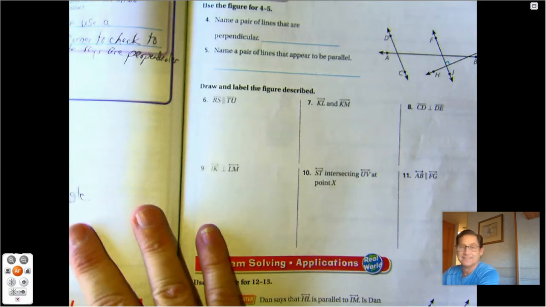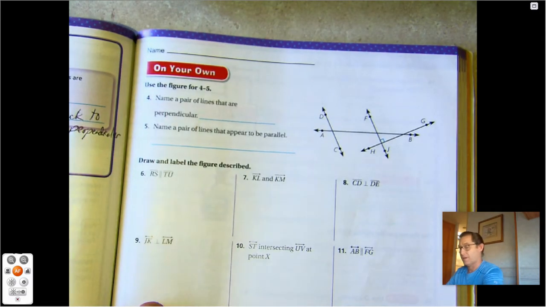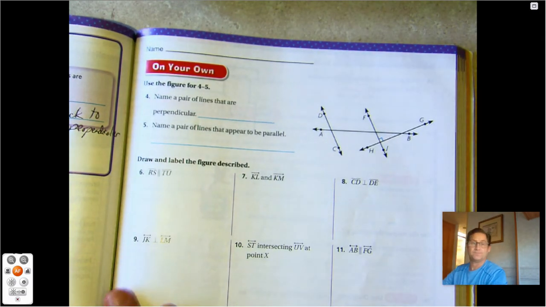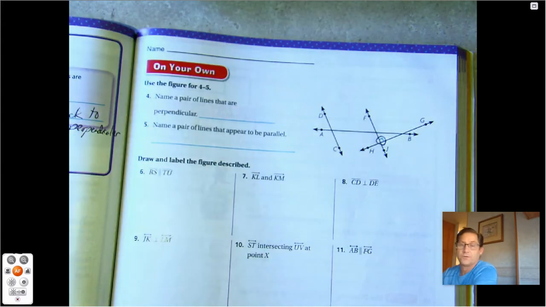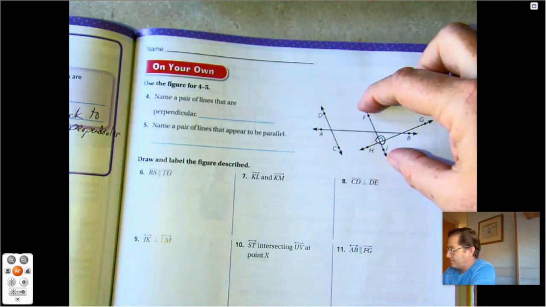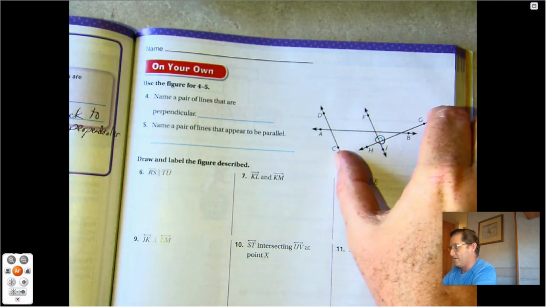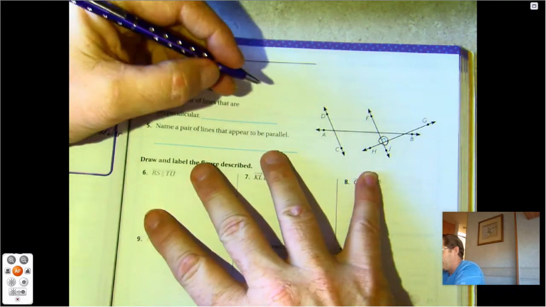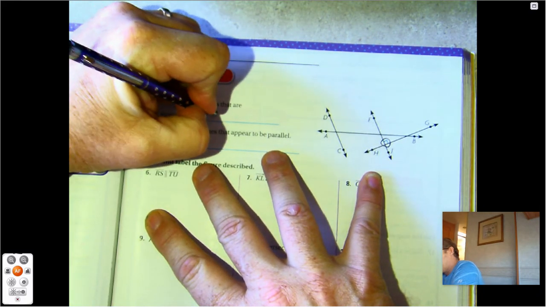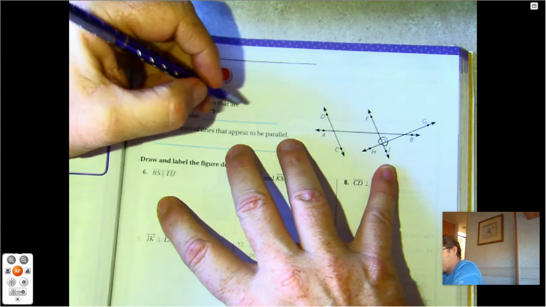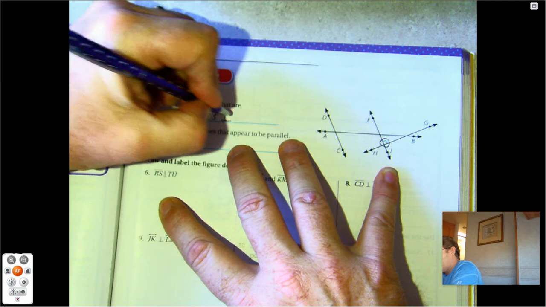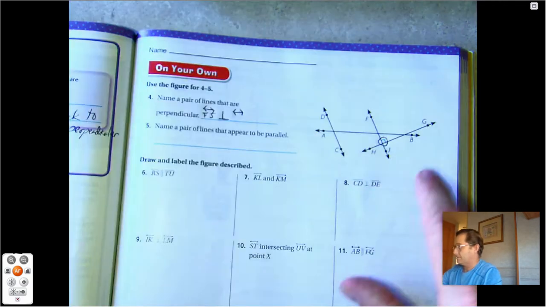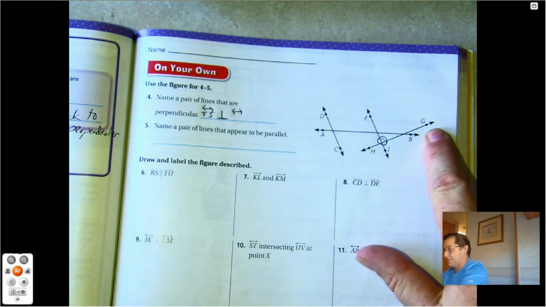Okay. Number 4, name a pair of lines that are perpendicular. So we're looking for something that forms a right angle. Pair of lines. Well, there's a huge clue right there that the intersection point of these two forms right angles. So they're perpendicular. So I can say line FJ is perpendicular to HG.